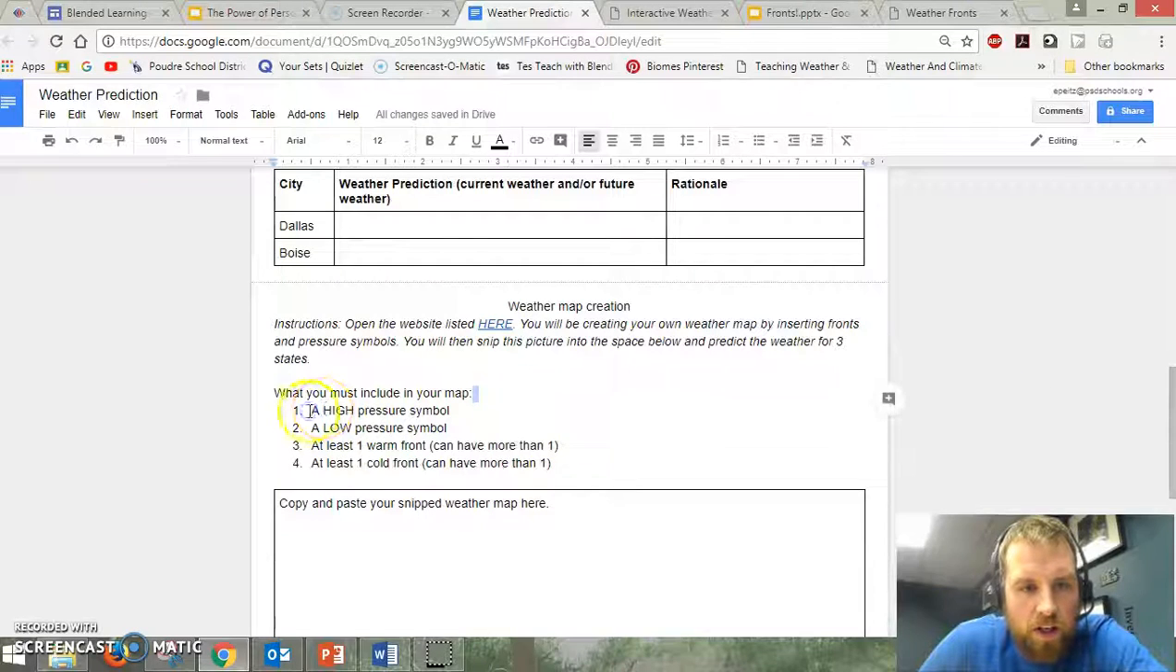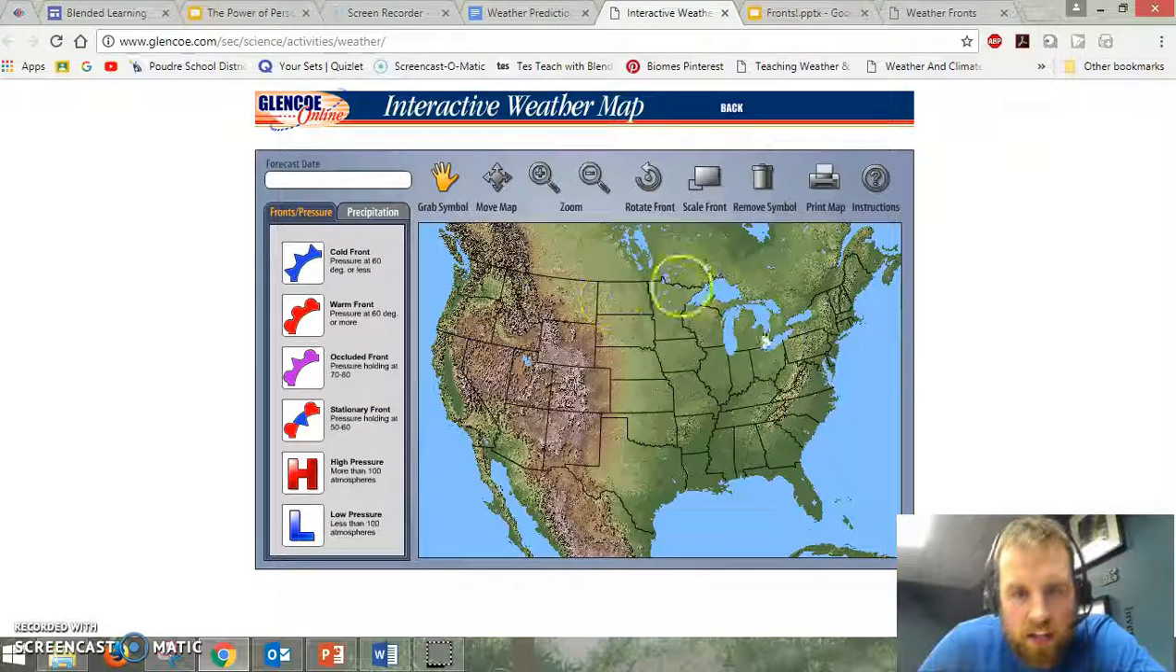What you need to do is include these 4 things: a high pressure symbol, a low pressure symbol, 1 warm front, and 1 cold front. Let me show you how you do this. On this map, you can use these symbols up top to pull some things in. So let's say I want to do a cold front. I'm going to rotate it like this, and I can make it bigger using this button. I'm going to put a warm front down here. I need to put in a high pressure and a low pressure somewhere. So you need to put these 4 things in here somewhere.